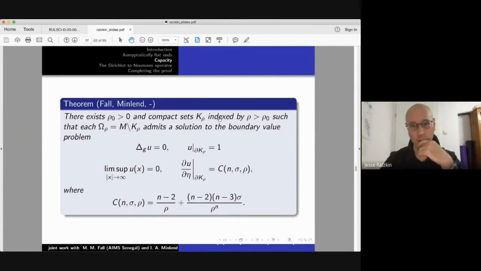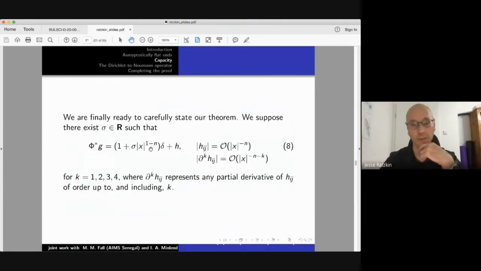And if you want to assume less decay here, we'll see later on that this amount of decay is actually needed: you cannot get away with less decay for the proof I'm going to present.